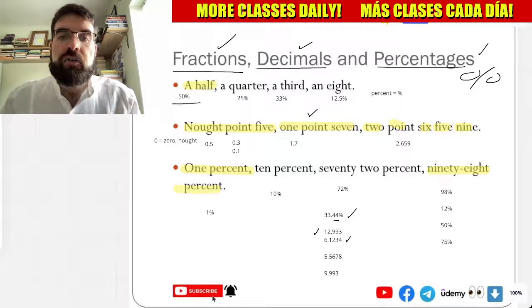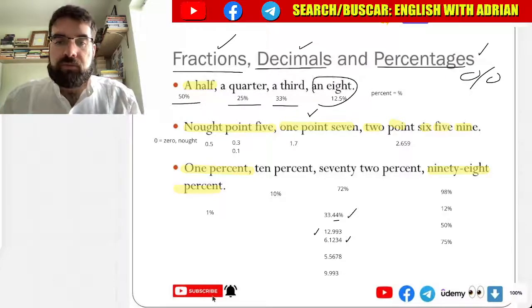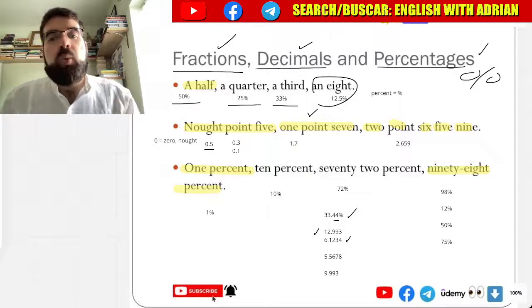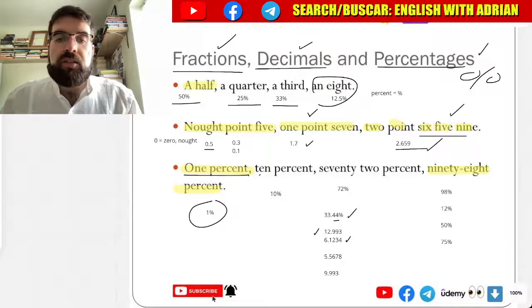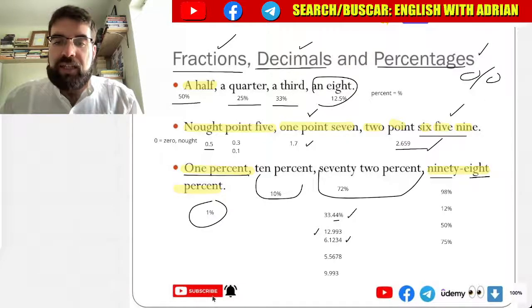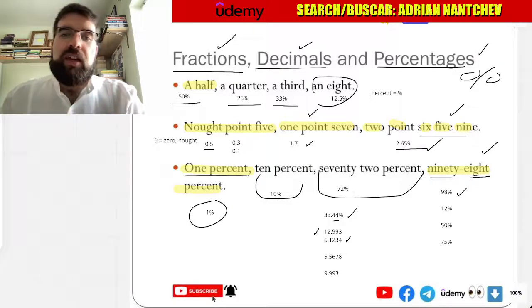So a half, quarter, third, and eighth. 0.5, 1.7, 2.659, 1%, 10%, 72%, 98%. How cool is that?